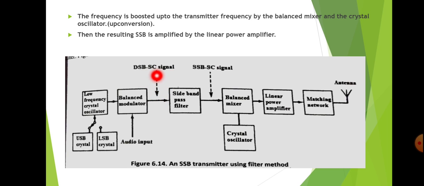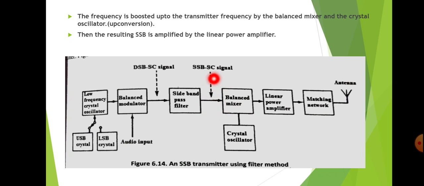Then we have to convert this signal into an SSB signal. So we are applying this signal to the sideband pass filter. That means in this signal there will be two sidebands, upper sideband and lower sideband. But we know that in the case of SSB there will be only one sideband. So we have to pass only one sideband and suppress the other sideband. So we are using the sideband pass filter. That means it will allow only one sideband to pass to the output. So at the output we will get the SSB-SC signal.